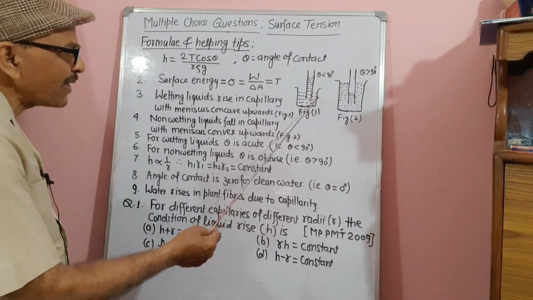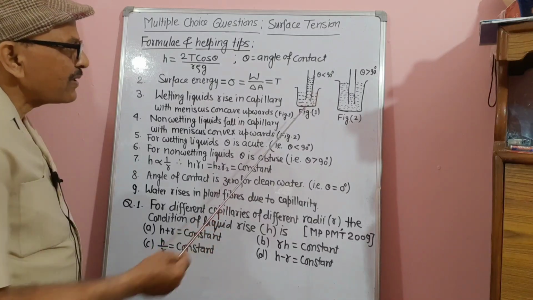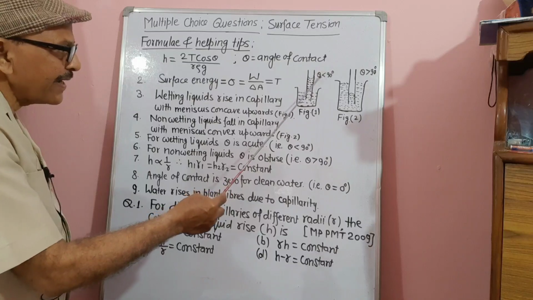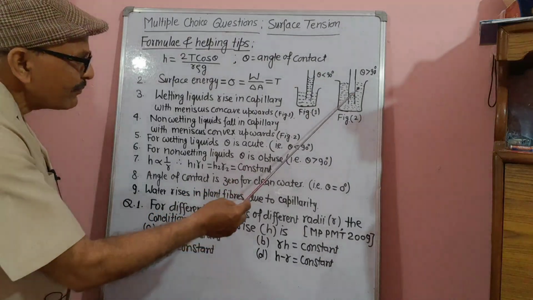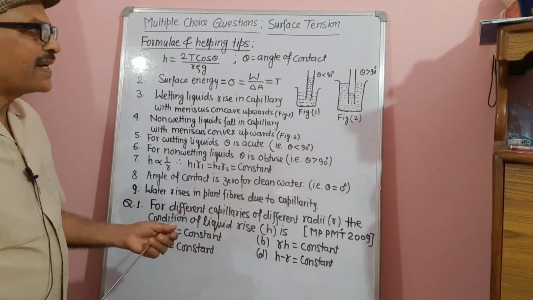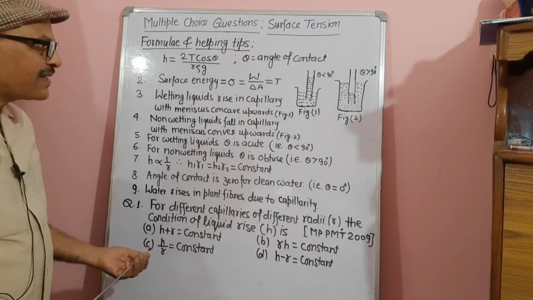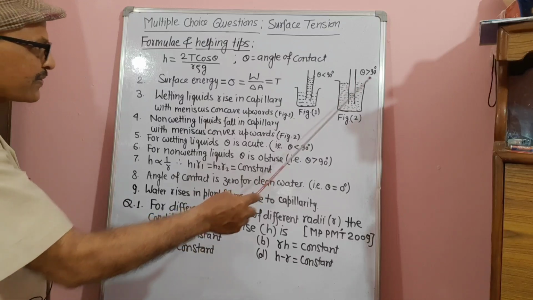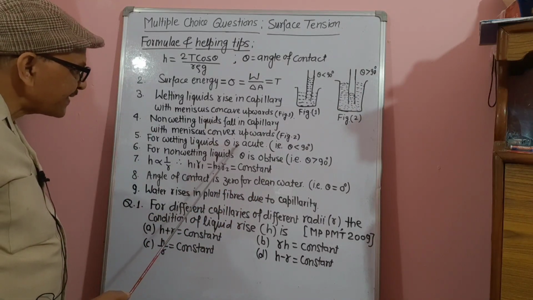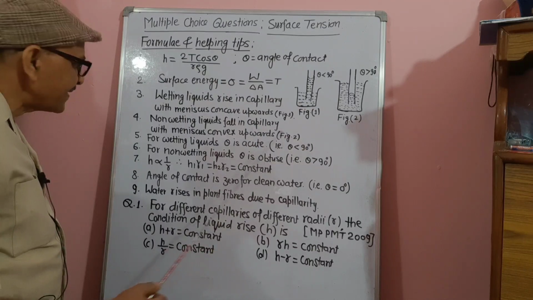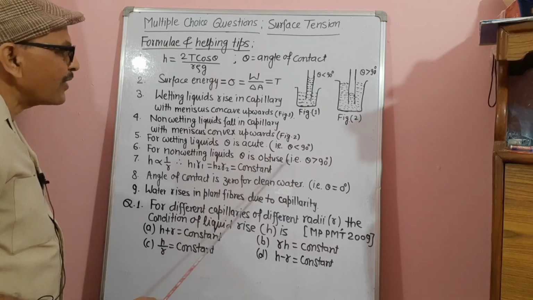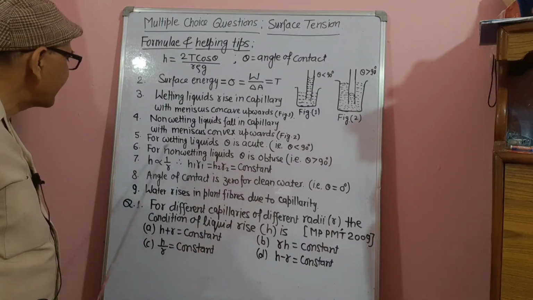This is the example in water and water-like liquids for which angle of contact is acute, and this is the case of mercury and mercury-like liquids for which angle of contact is obtuse. Next, for wetting liquids theta is acute, that is less than 90 degree. For non-wetting liquids angle of contact theta is obtuse, that is more than 90 degree.